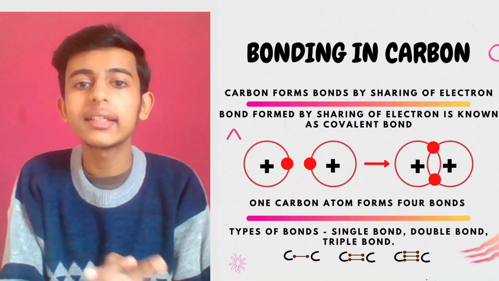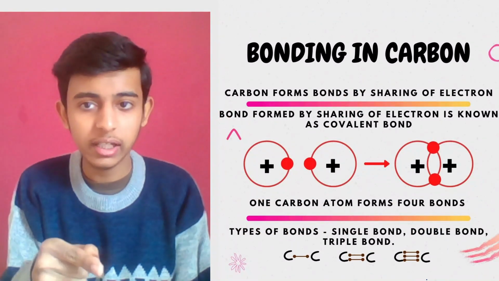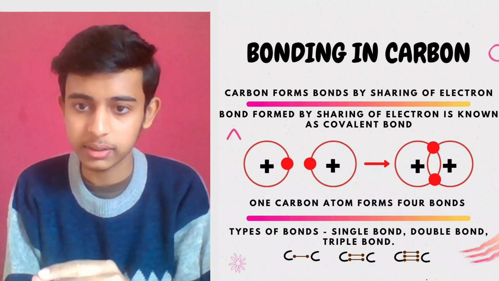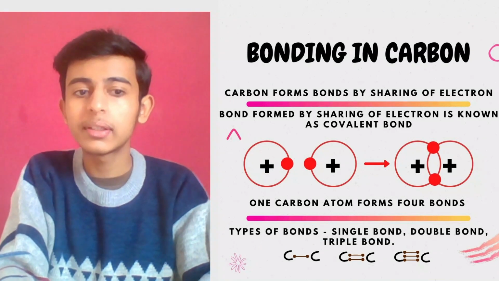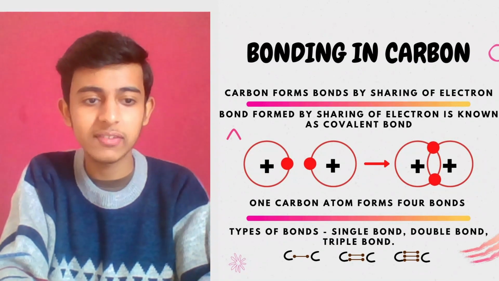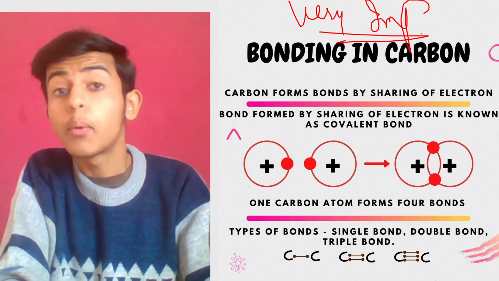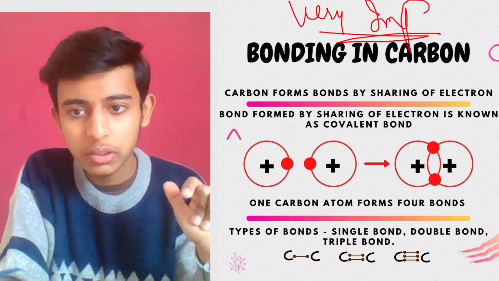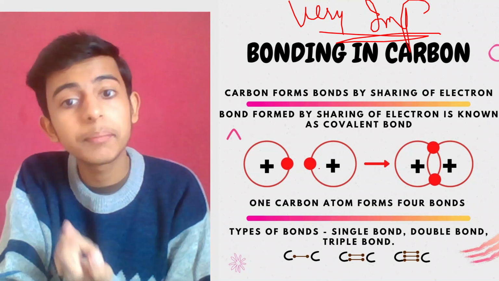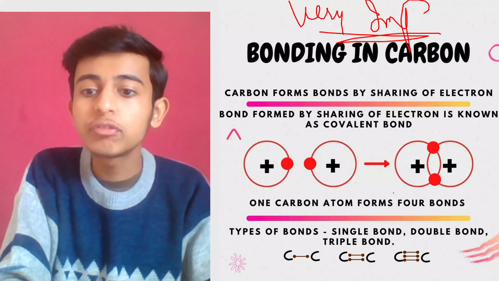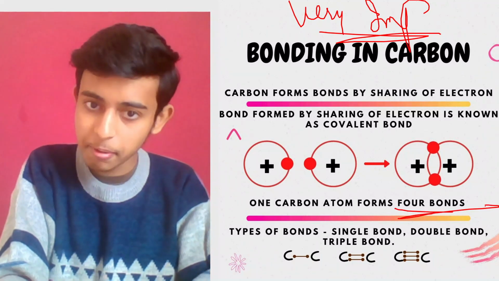Now, talking about bonding in carbon: carbon forms bonds by sharing of electrons, which is known as a covalent bond, and one carbon atom forms 4 bonds. As I told you in the previous session, these are the points of the previous session and very important. Covalent bonding means sharing of electrons, because carbon bonds with 4 atoms, 4 electrons from different atoms. So 4 bonds are made in this way.